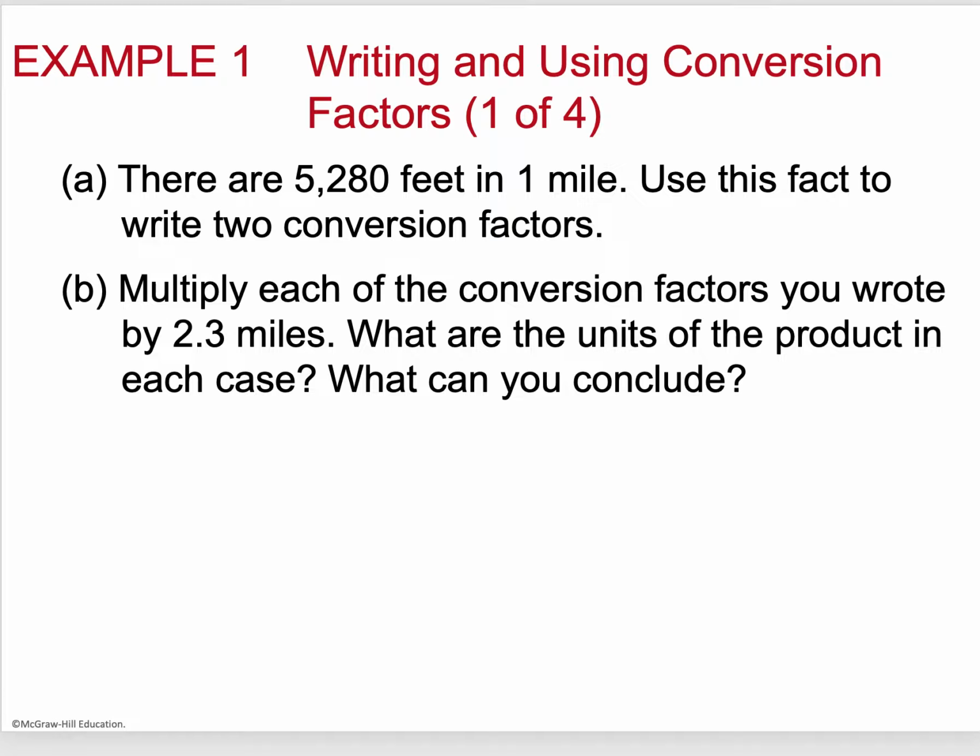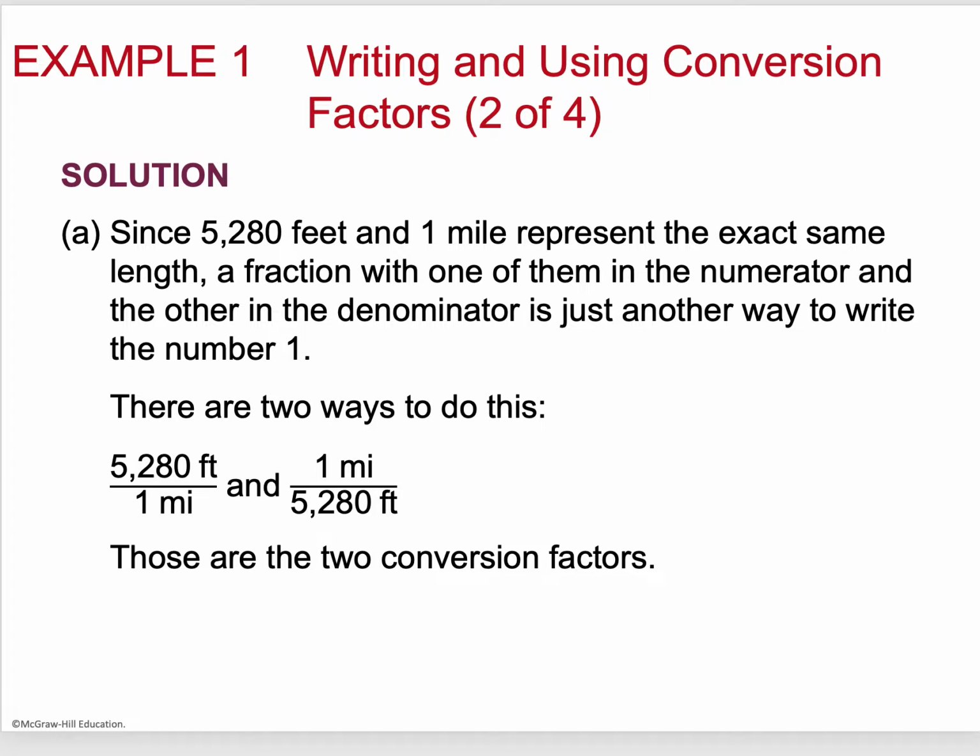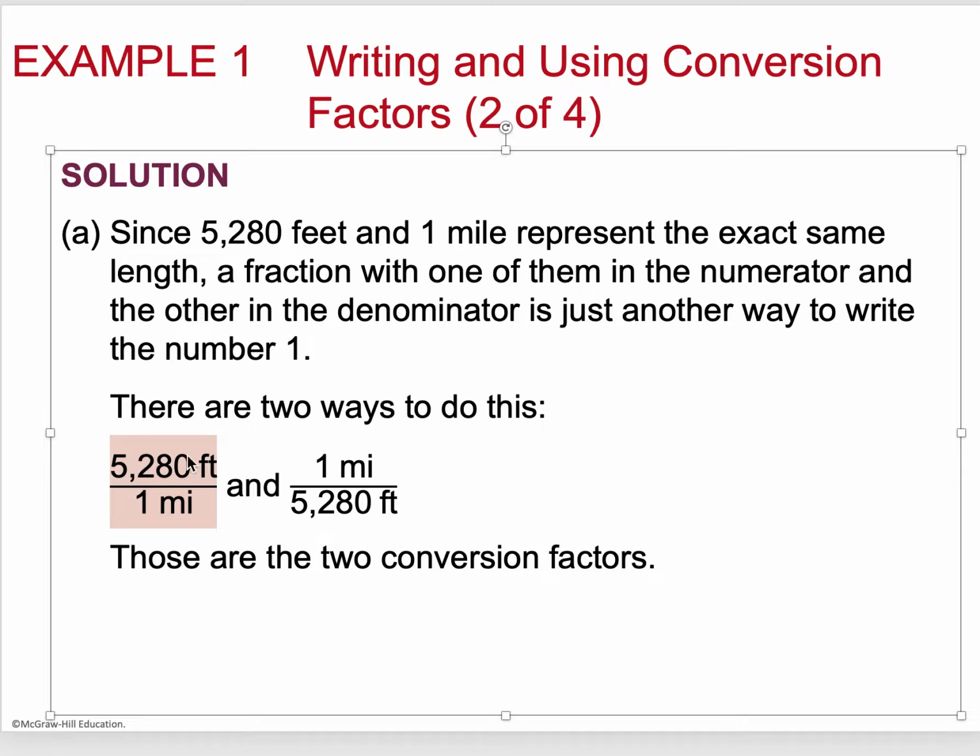So here's an example of how to do this. There's 5,280 feet in 1 mile. Use this fact to write two conversion factors. So they're just asking me to write the fraction, not to actually convert in part A. So in part A, there's two ways I can do this. I could convert feet to miles and then miles to feet. So there are two ways to write the conversion factor for feet to miles. If someone gives me a measurement in miles, I would want to use this one because you always want to use the one that matches the bottom. If somebody gave me something in feet and wanted me to convert to miles, I would use this conversion factor. So it's just flipping the fraction that's represented there.